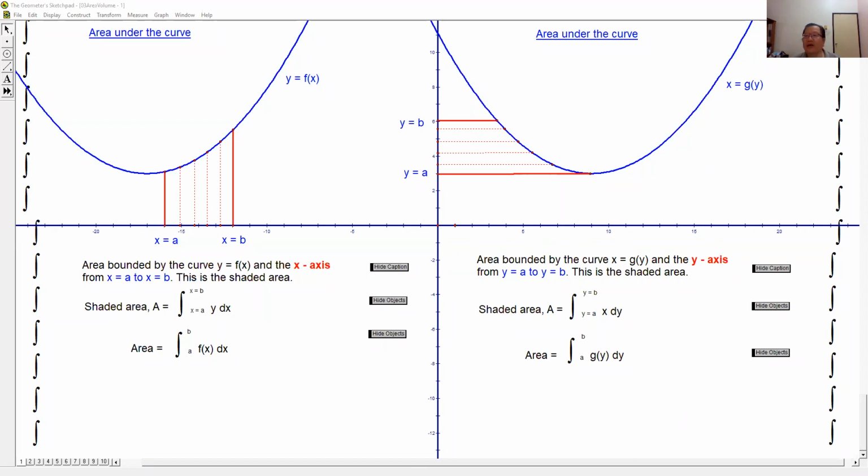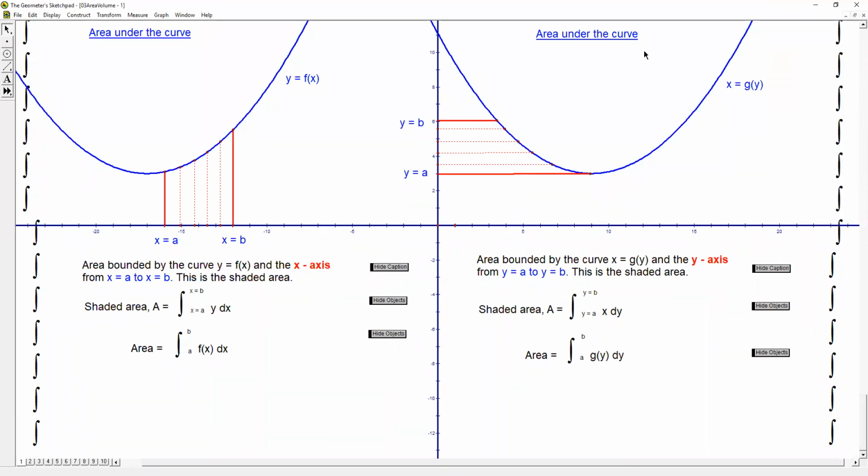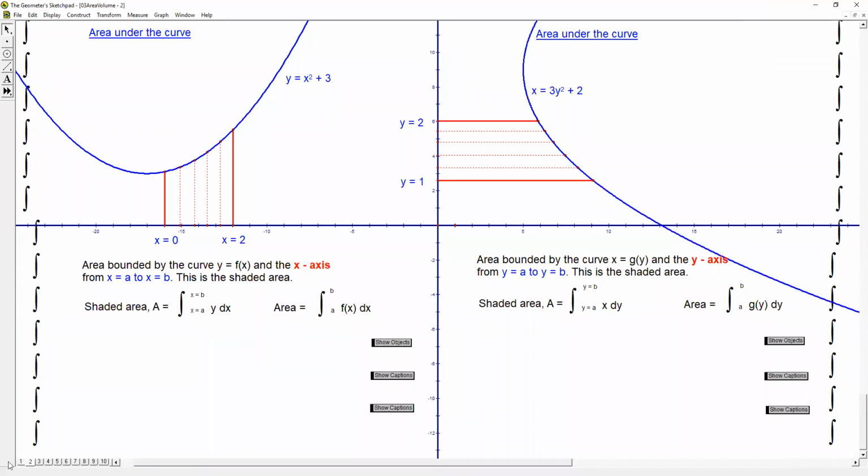Any questions so far? No, sir. Okay, then I can continue. Next one. Now this is actually the same, but I'm going to give you an example. So we look at one example.